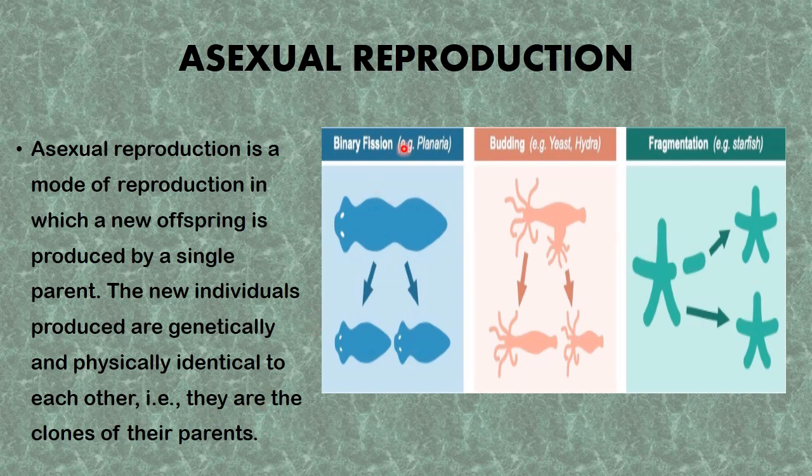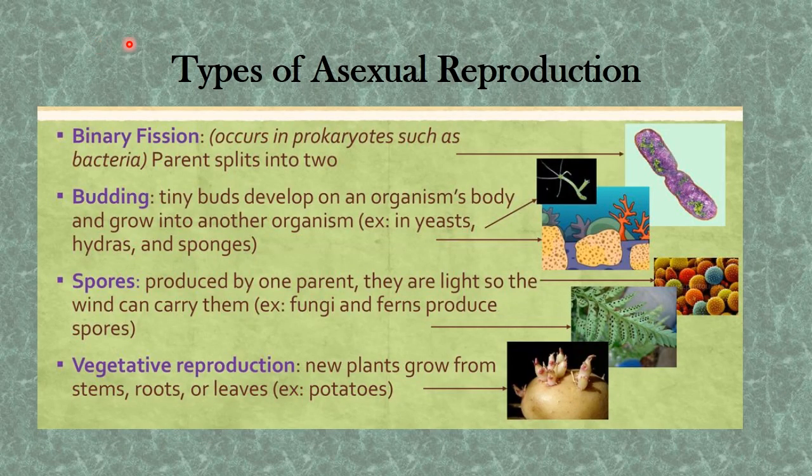As you can see here, we have three examples. We have binary fission, carried out by an organism called planaria. We have budding in yeast or hydra and fragmentation in starfish. We'll be looking at these various types of asexual reproduction one after the other. These are the types of asexual reproduction.